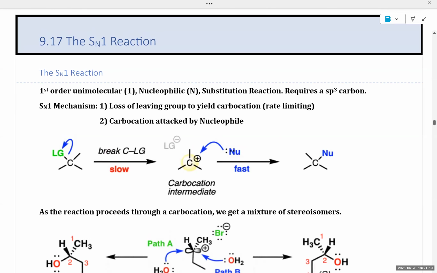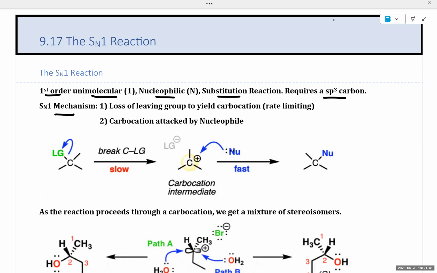Let's talk about the counterpart to the SN2 reaction, which is the SN1 reaction. As its name implies, it's a first-order unimolecular nucleophilic substitution reaction. The SN2 reaction requires an sp3 carbon. So what's the mechanism for the SN1 reaction?